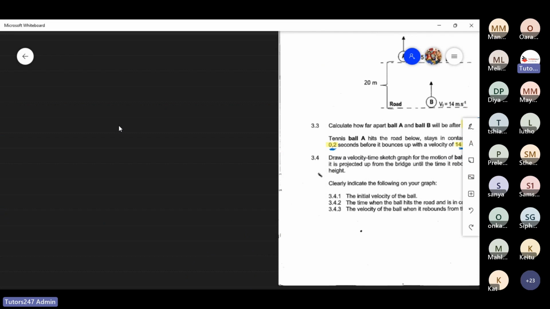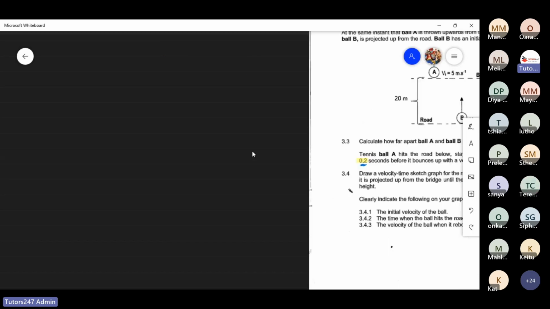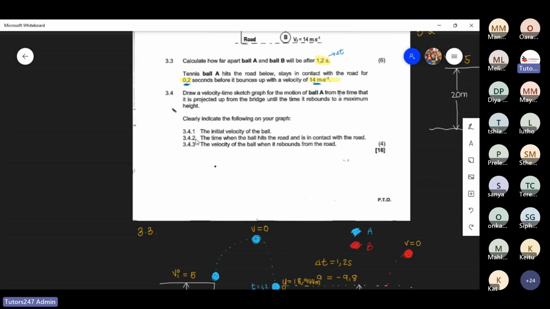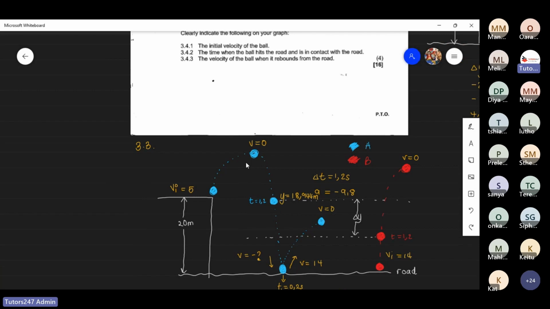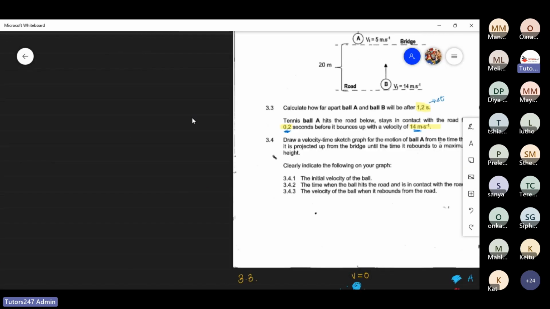Let's do 3.4. Now, question 3.4, we were asked to draw a velocity versus time graph for ball A. So what information do we know about ball A? Let's go back to questions 3.4.1, 2, and 3 to see what we need to include. So they've stated we need to include the initial velocity of ball A. So if we look at question 3.3, our graph, we can see that the initial velocity of ball A is 5 meters per second.